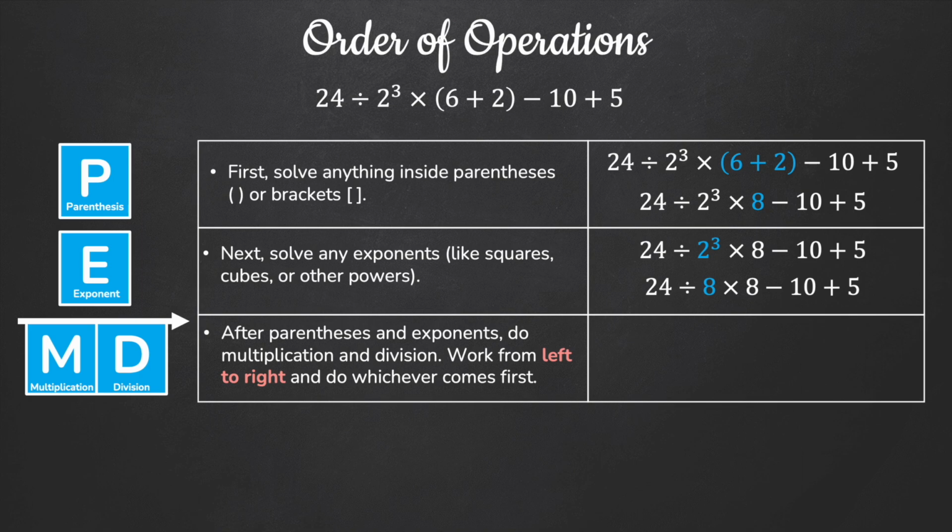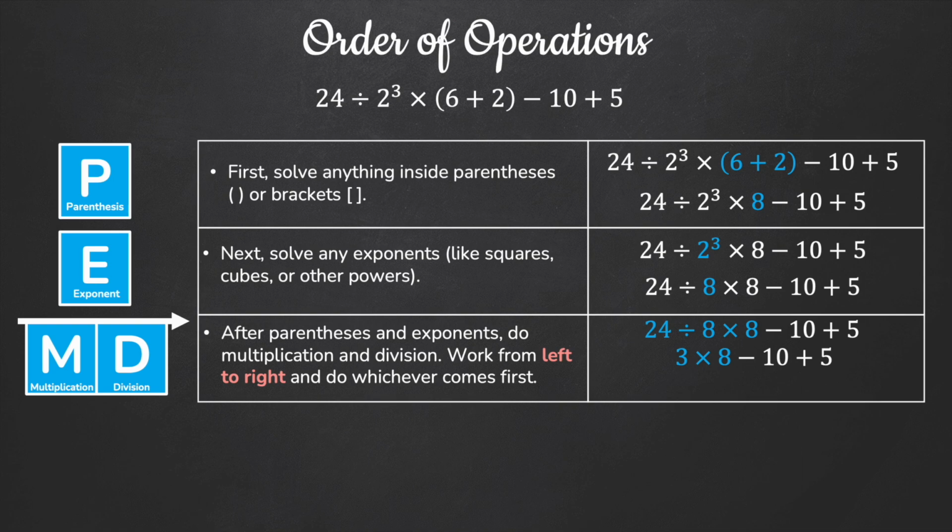We're going to do whichever one comes first. And in this case, we do have both multiplication and division. But division comes first if we read it from left to right. And so we're going to go ahead and divide first. So 24 divided by 8 is equal to 3. So we're going to substitute that for 3.